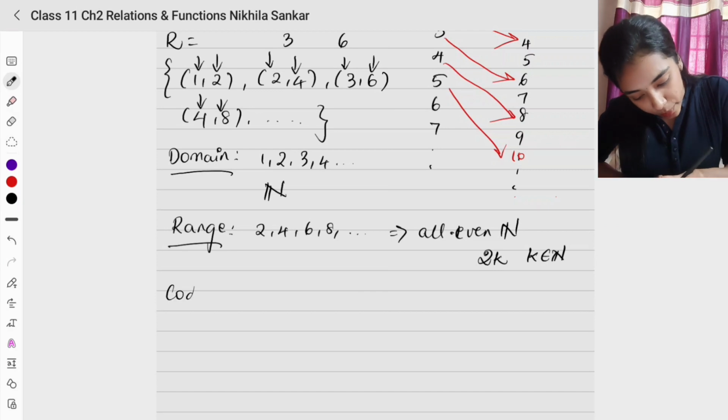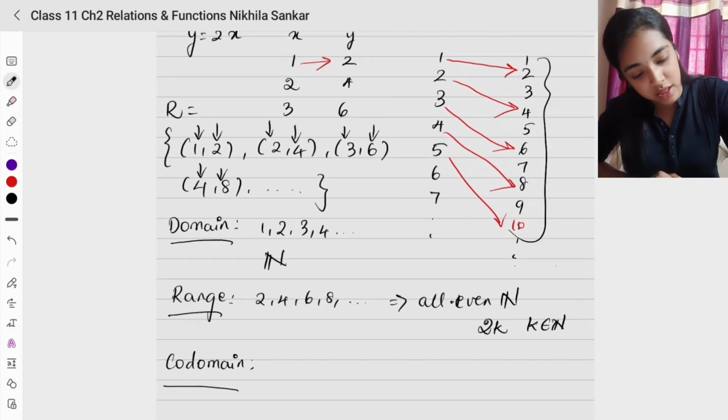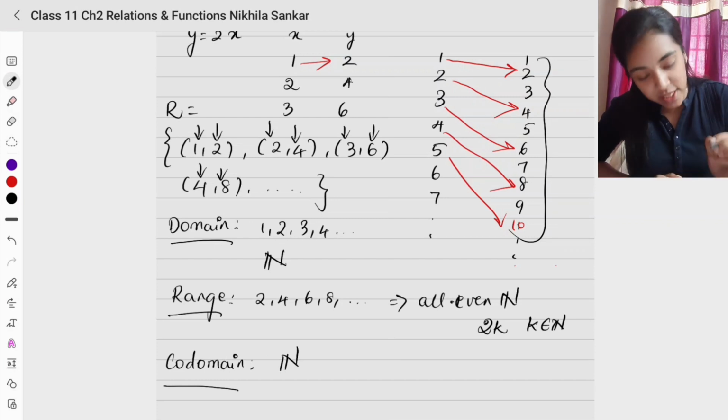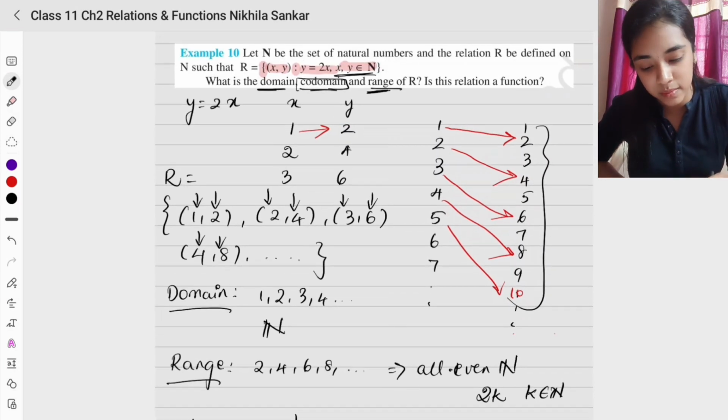Then what is your codomain? Codomain is going to be all possible outputs. All possible outputs. Now what you see here, all natural numbers. Okay, so codomain is all possible outputs. Know the difference between possible and permissible.